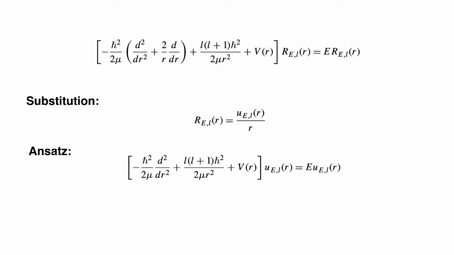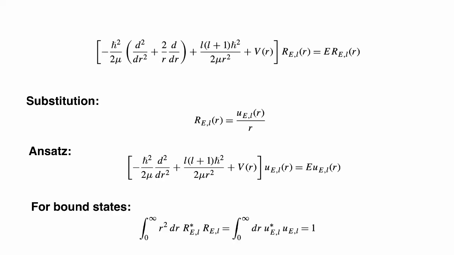And why is it simpler? Well, it's simpler because it looks exactly like a one-dimensional quantum mechanical problem. Indeed, if you remember the 1D system, we have a kinetic energy, which is minus h bar squared over 2m times the second derivative with respect to the position coordinate, plus a potential. This is really what this looks like.